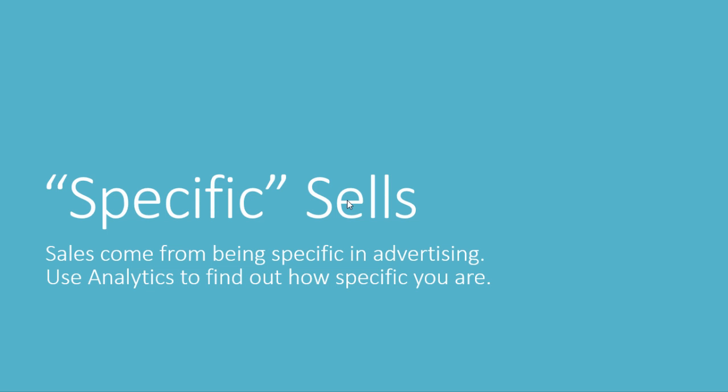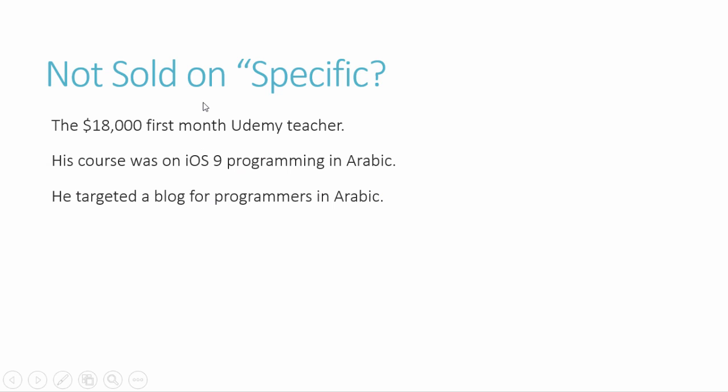Now, in this lecture, I want to talk to you about why specific sells. That is, being really specific and precise, why that sells and how you can use Google Analytics. Are you not sold on specific yet? Well, let's take the example of a Udemy teacher who earned $18,000 in his first month. His course was on iOS 9 programming in Arabic. If you're not familiar with that, that's just iPhone programming for the applications on an iPhone.